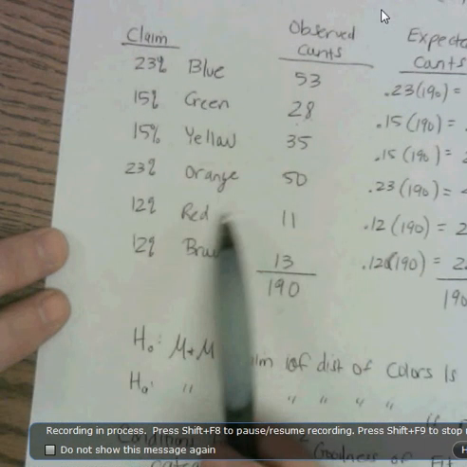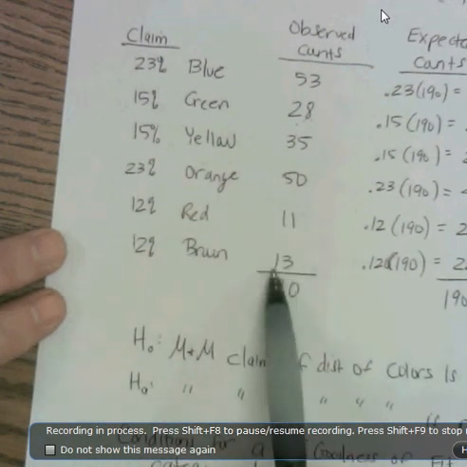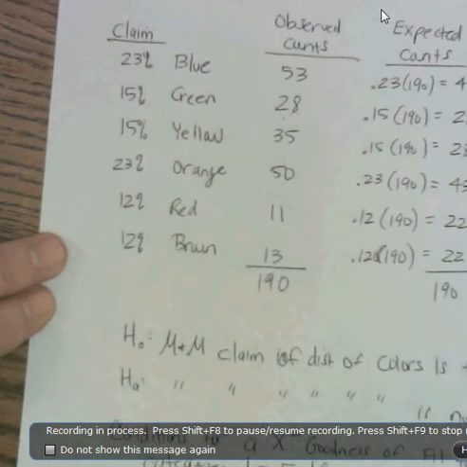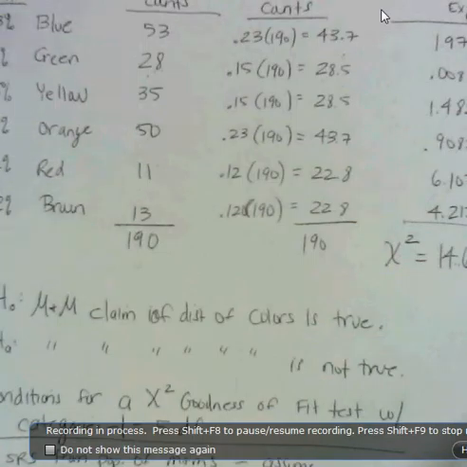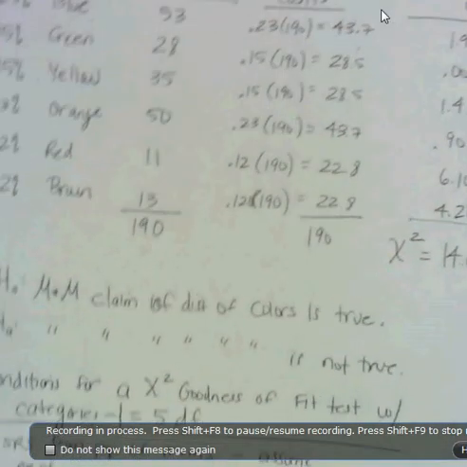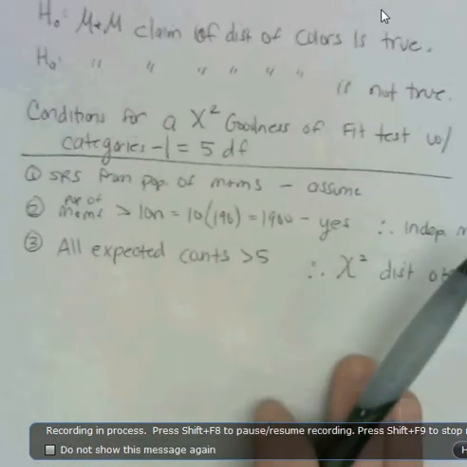So for instance, I could say I'm going to put the red and brown together, which will make a larger number, and you get your expected count to be greater. If it doesn't happen, that's usually what they would do. So all expected counts greater than 5.